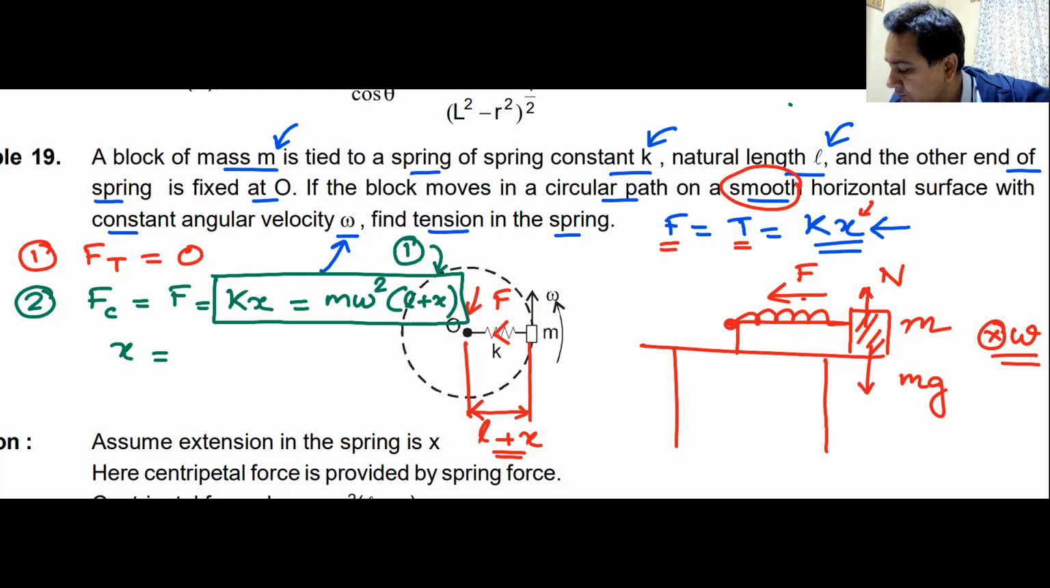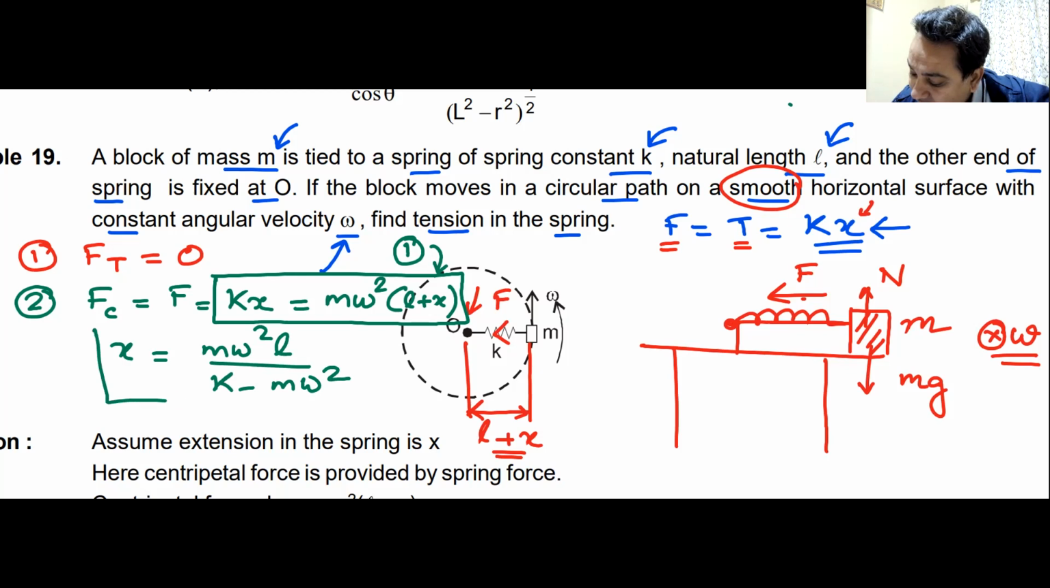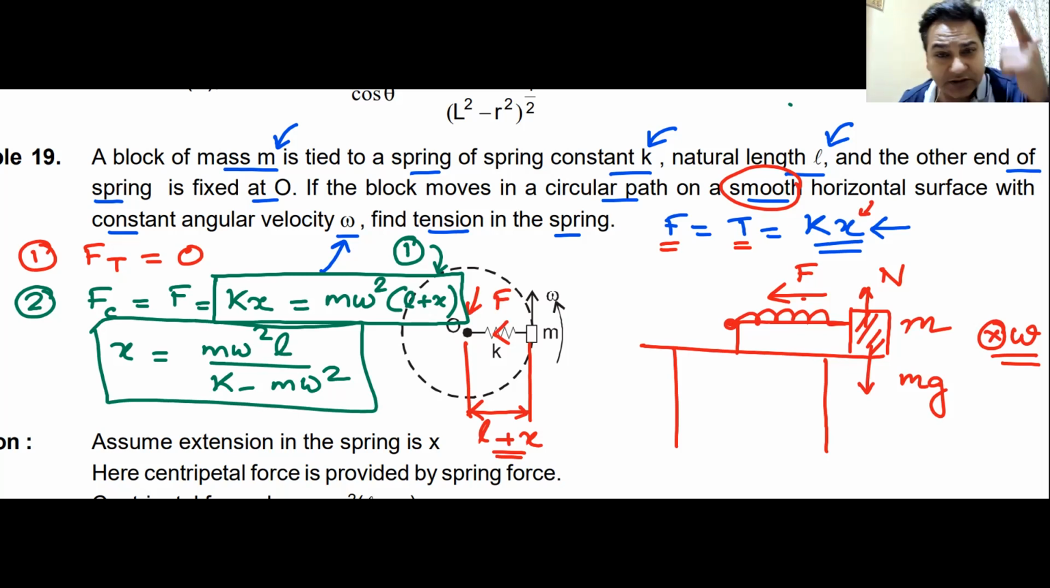M omega square L by K minus m omega square. Am I clear with everyone in the class that this is the value of x that I'll get? Yes, sir. As soon as you get the value of x, you don't have to go any further because you have got your answer. Now I ask you, what is the force in the spring?